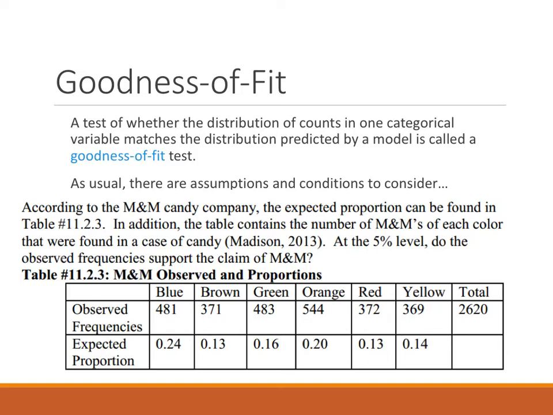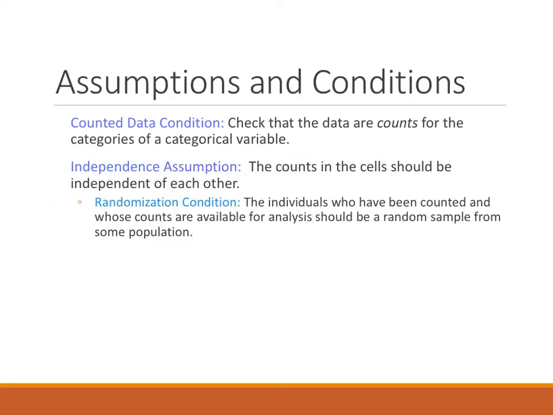Now, in order to make this work, we have some assumptions and conditions to consider. First off, we need to have counts. If you look back at that last table, the expected values were not counts. Those are proportions. So we're going to have to do a little bit of calculation to make this work. We've got to make sure we have counts for both the observed and the expected. Are they independent? Does one color affect another? And is it a random sample? Those are all things we have to worry about.